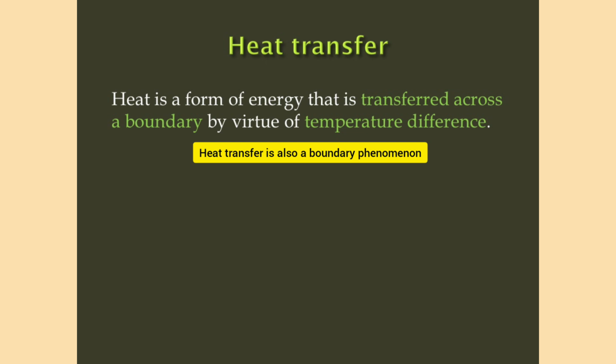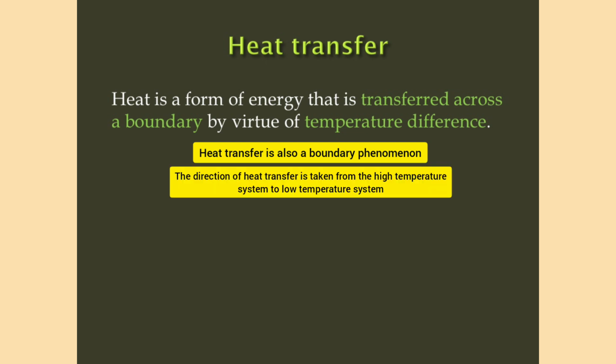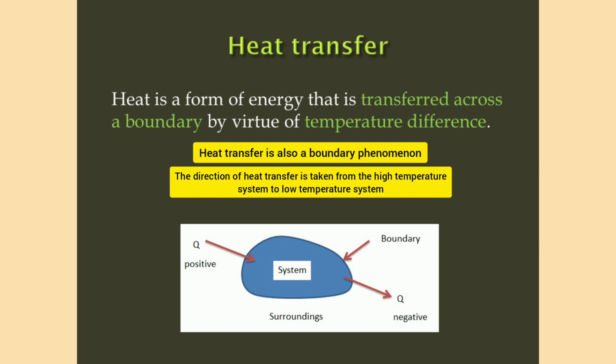Heat transfer. Heat is a form of energy that is transferred across a boundary by virtue of temperature difference. Like work transfer, heat transfer is also a boundary phenomenon. It is denoted by Q. Heat is transferred from high temperature to low temperature. Heat flow into the system is taken as positive and heat flow out of the system is taken as negative. We will study more about heat in my upcoming videos.